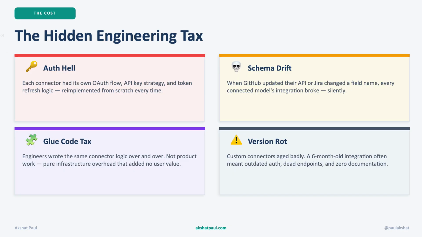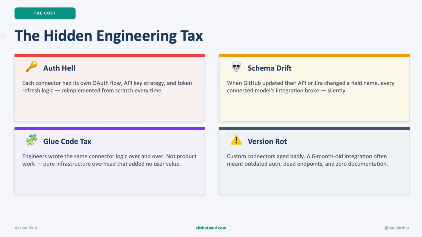Let's break down what this integration chaos actually cost engineering teams. Beyond just the raw number of connectors, there were 4 specific taxes every team was paying. First, authentication hell. Every single connector had its own authentication implementation. Auth here, API keys there, custom token refresh logic everywhere.